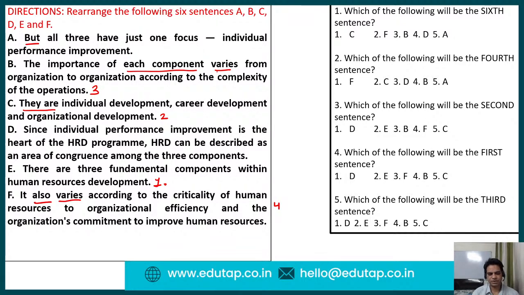It also varies according to the criticality of human resources to organizational efficiency and the organization's commitment to improve human resources. Then sentence number A, but all three have just one focus, individual performance improvement. And then D, since individual performance improvement is the heart of HRD program, HRD can be described as an area of congruence among the three components. So correct sequence should be E, then second should be C, third should be B, fourth should be F, fifth should be A, and sixth should be D. ECB FAD.